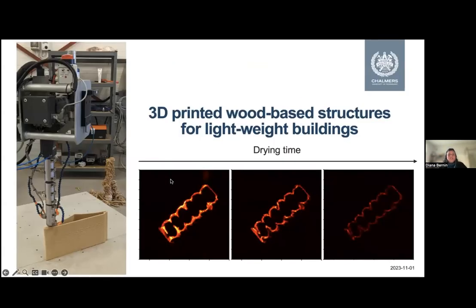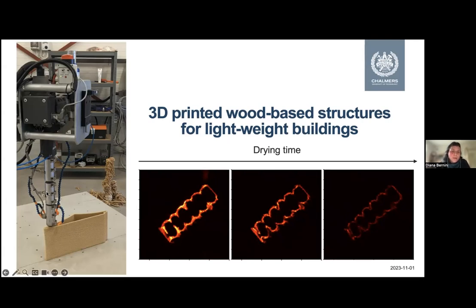So now let's switch gears and look at other applications. Here we have a 3D printing robot that can be used to print building structures. And we are working together with Chalmers, with the architecture and the building divisions.